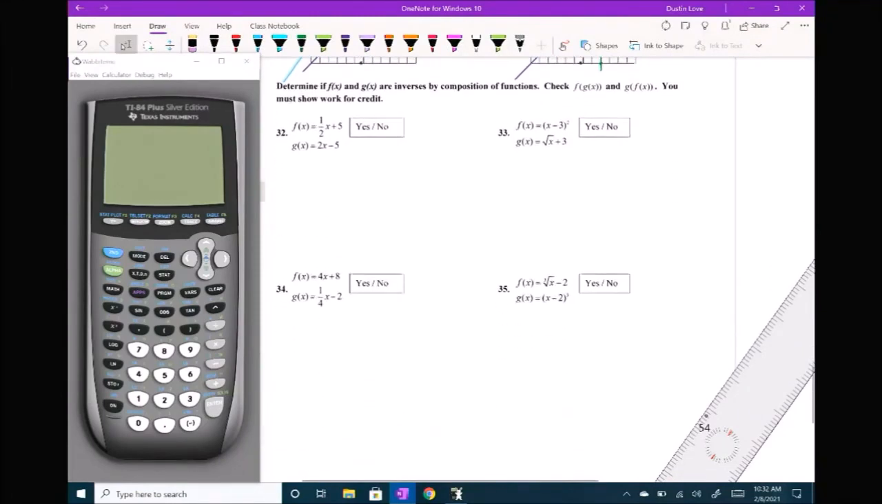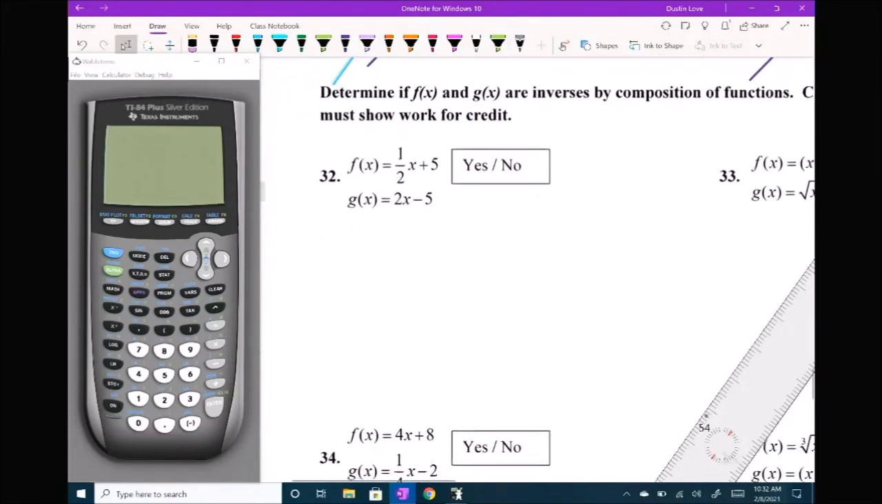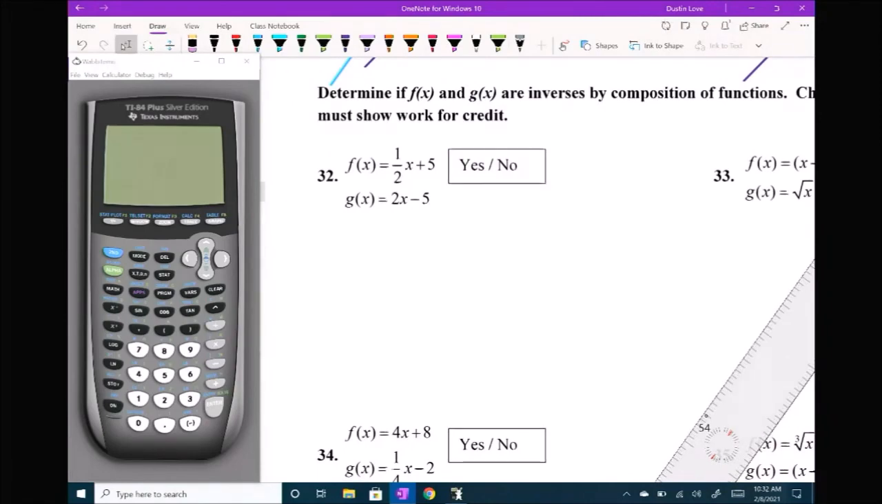Okay, 32 through 35. This is our last section. We're going to do this by composing our functions. We're going to do it by finding f of g of x and g of f of x. And remember, if any one fails, the answer is no. It's got to work for both of them. So let's start off with f of g of x.